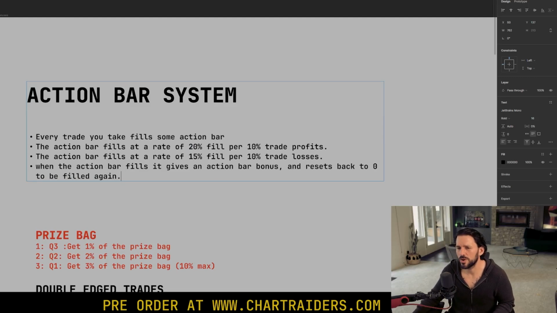The action bar fills at a rate of 15% fill per 10% trade losses. Now, this is interesting because we have the option to either say, if you're losing trades, should it punish you by giving you less action bar, or should it give you a little boost to kind of keep you up in the match, right? I think that's a really cool idea.